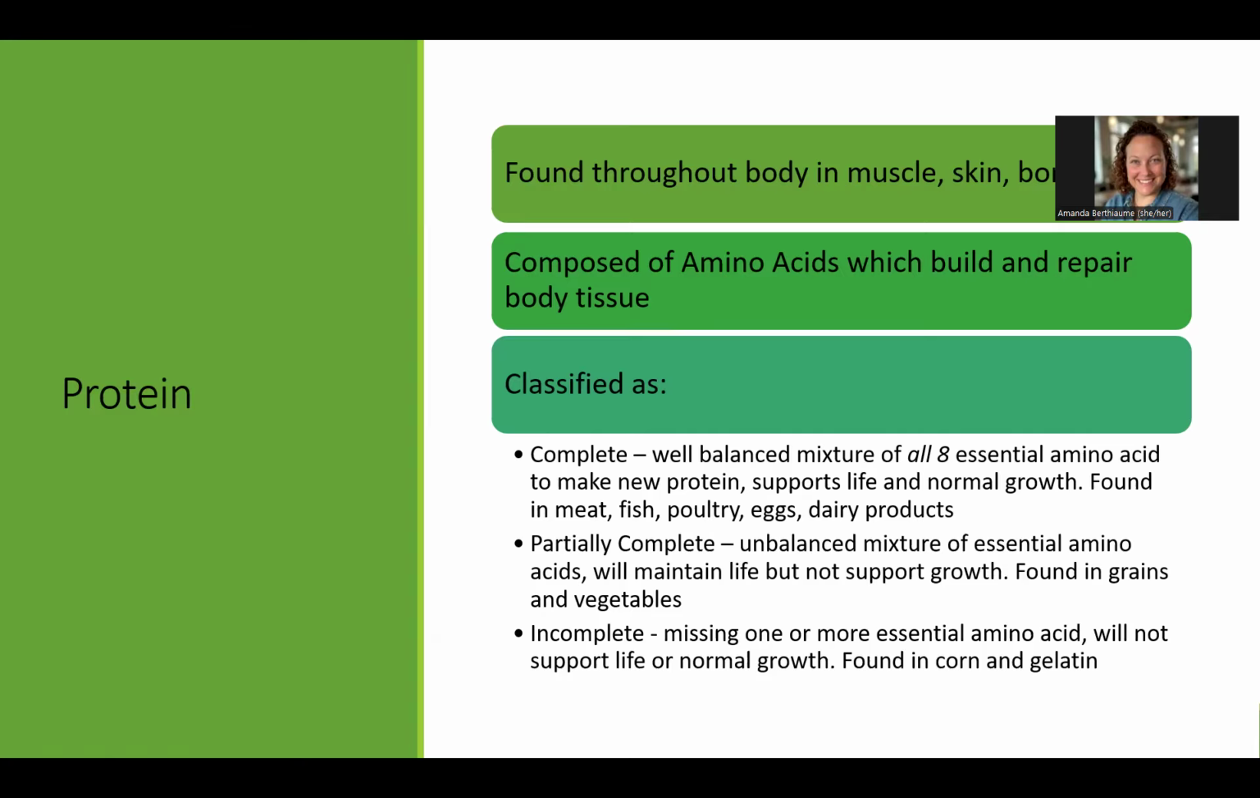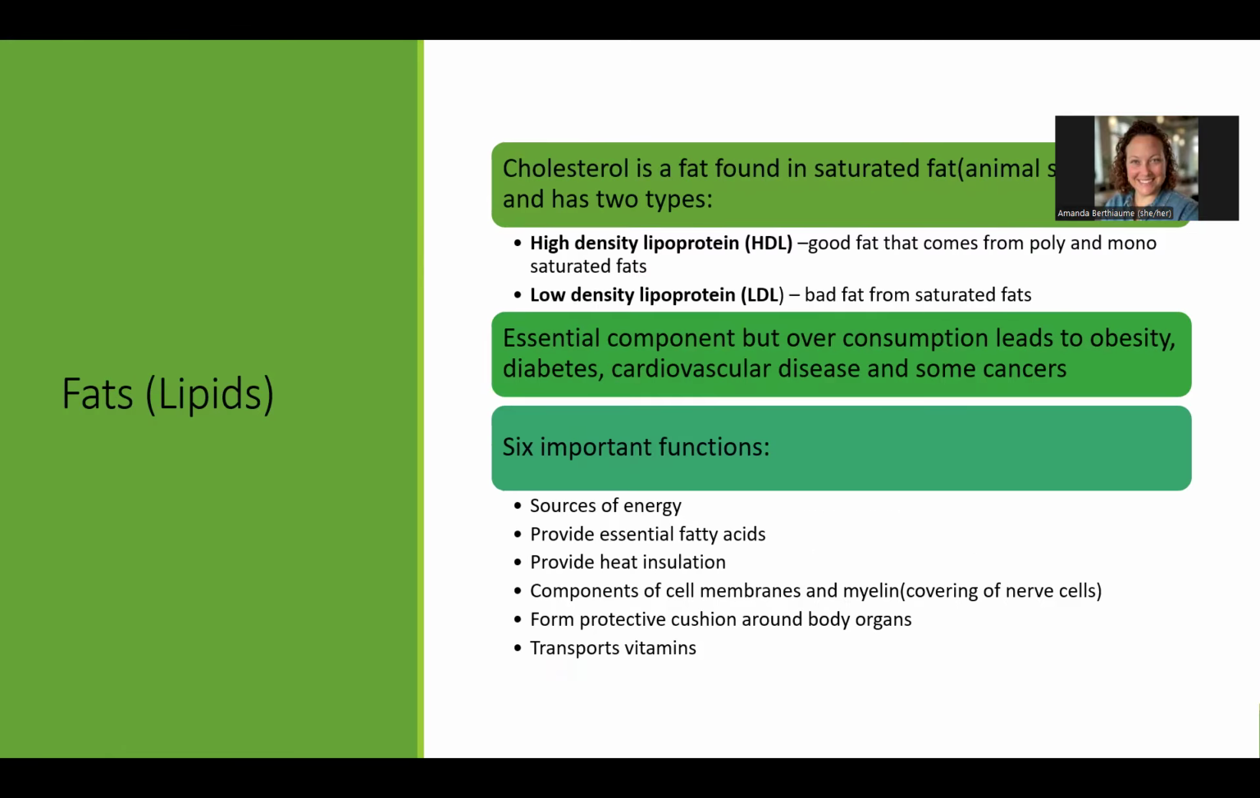And then incomplete is missing one or more of the essential amino acids, and it won't support life or growth. So corn and gelatin, you cannot have a diet just straight based in corn or gelatin. You're going to end up with a deficiency. So although it does and can contain protein, it is not enough to have an effect on the body.